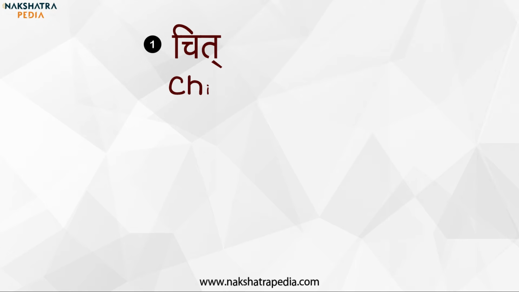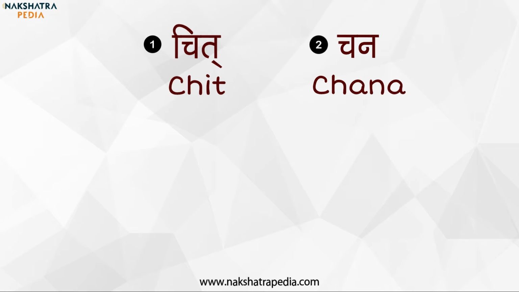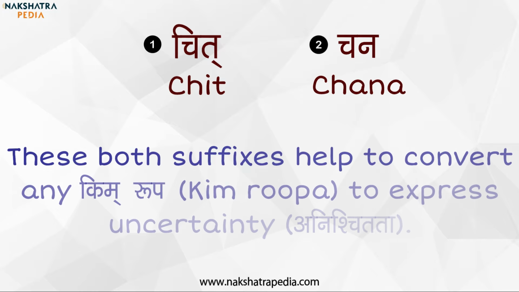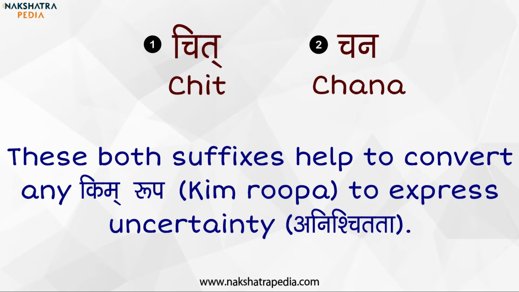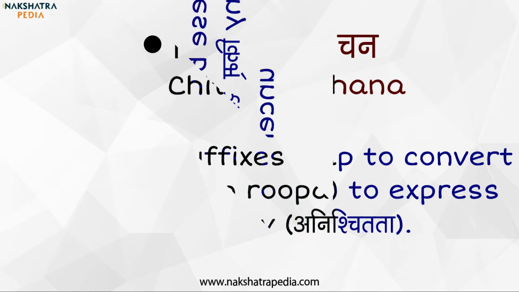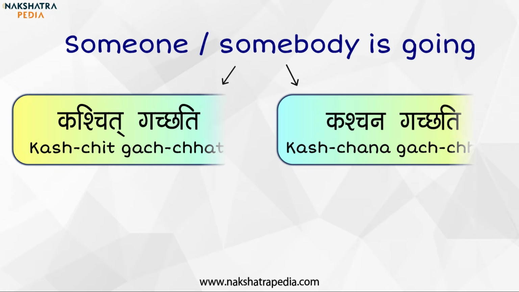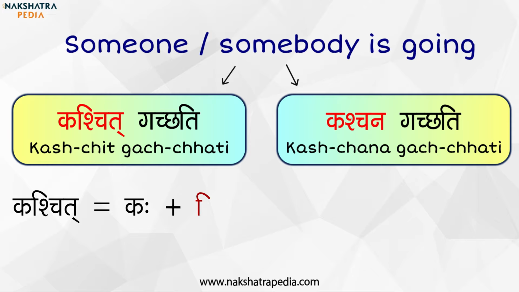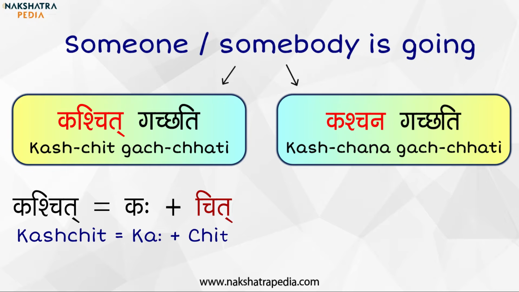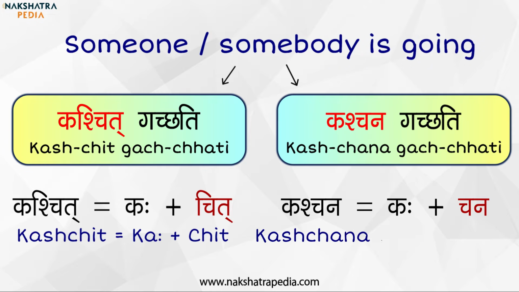So there are two suffixes, that is pratyaya, Chit and Chana, which help to convert any kim roop to express uncertainty, that is anishchitata. So in these sentences, Kaschit and Kaschana are derived with Chit and Chana pratyaya. Kaschit is Kaha plus Chit, and Kaschana is Kaha and Chana joined.